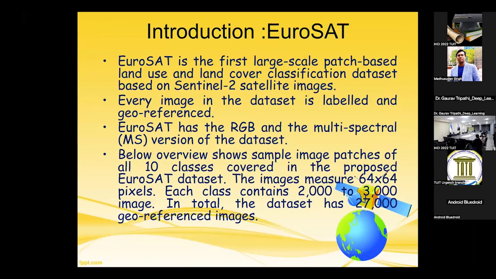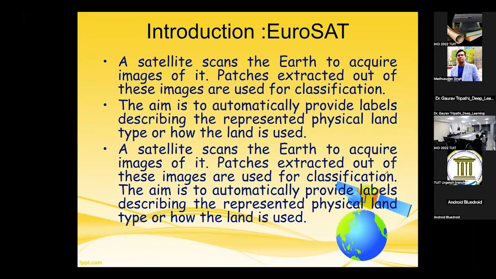Obviously, while working on deep learning projects, we need to have balanced datasets most of the time. And whenever we have an imbalanced dataset, we have to apply a certain strategy to adjust the weights. So in total, the dataset has 27,000 georeferenced images. Again, the satellite scans the Earth to acquire images of it, patches are extracted, and classification is carried out. The aim is to automatically provide labels describing the physical land type or how the land is used.